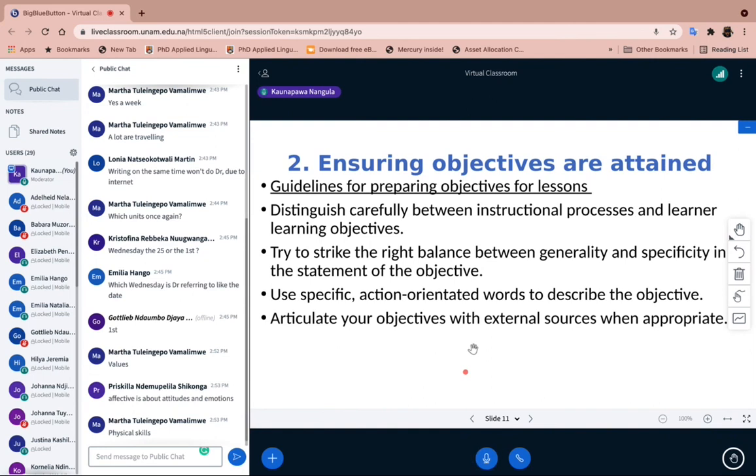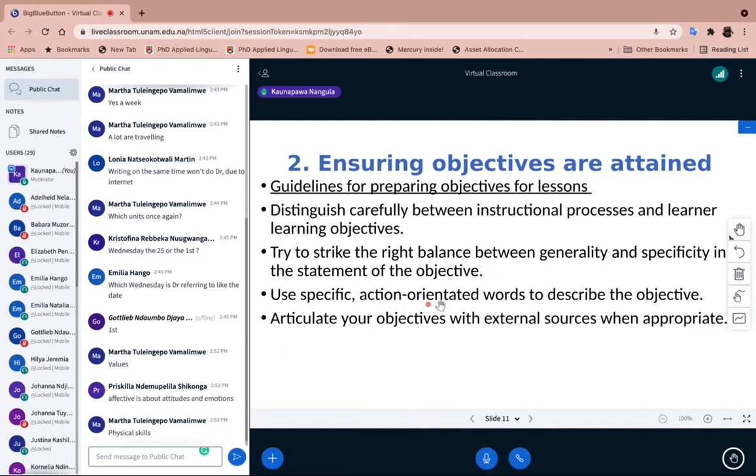Next, distinguish carefully between instructional processes and learner learning objectives. So how you instruct, and then the objectives that the learners need to attain. And then you need to try and strike a balance between generality and specificity in the statement of the objectives. But again, on a point like this one, we really have no control over how the objectives look, because they are in the syllabus. The syllabus is given to us to execute in our lessons.